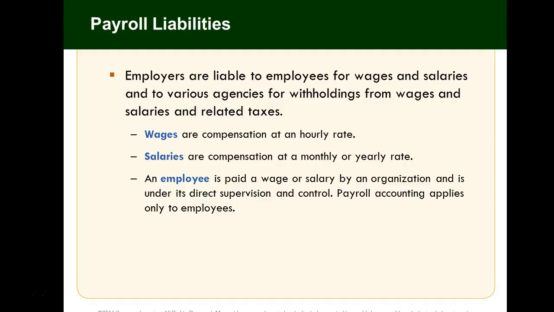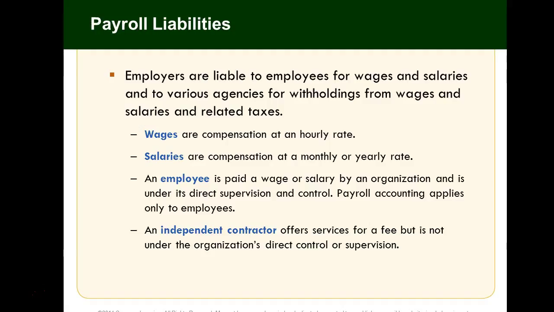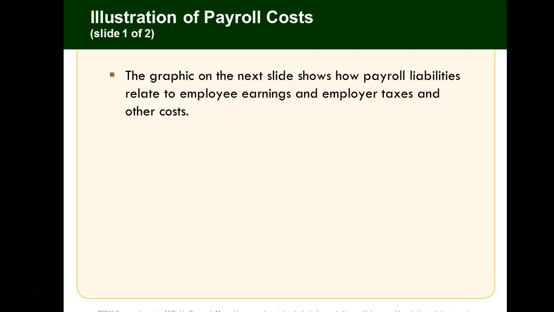An employee is paid a wage or salary by an organization and is under its direct supervision and control. Payroll accounting relates to just the accounting for employees and those payroll taxes. Independent contractors generally are on their own, and they work for a flat amount. Therefore, the person they're working for doesn't have to withhold payroll taxes because they're not an employee.